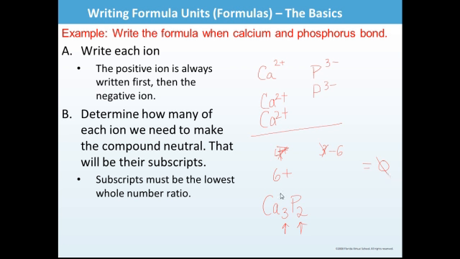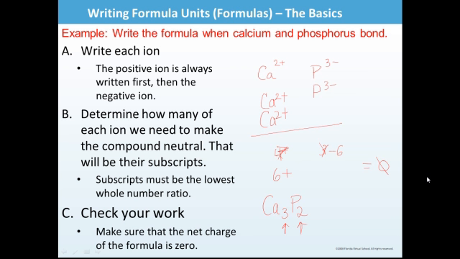Therefore, my formula is Ca with a subscript of 3, P with a subscript of 2. And in 308, you're going to learn how to name this, and we call it calcium phosphide. So get used to that. Set yourself up for success in 308.